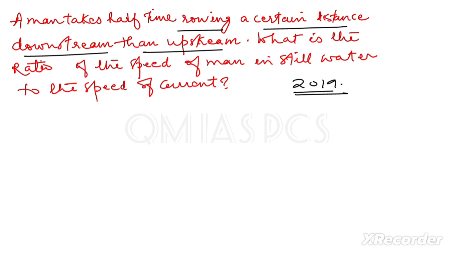Okay, so in the previous numerical I gave you one concept, the speed and time relation: ratio of speed is equal to the ratio of time. How can you relate that one? Speed and time are inversely proportional. So based on that we can find the ratio.